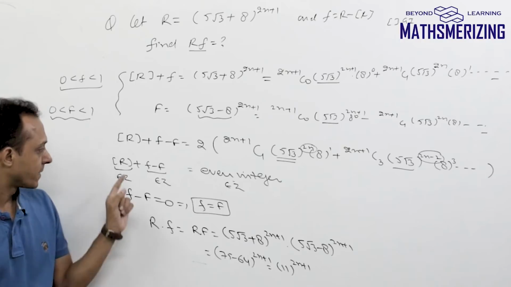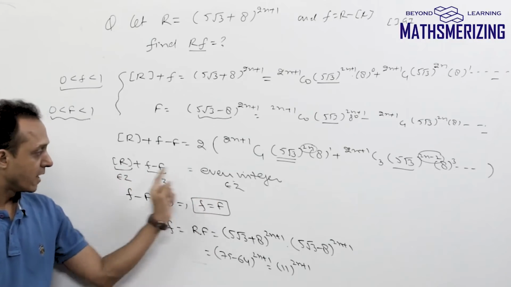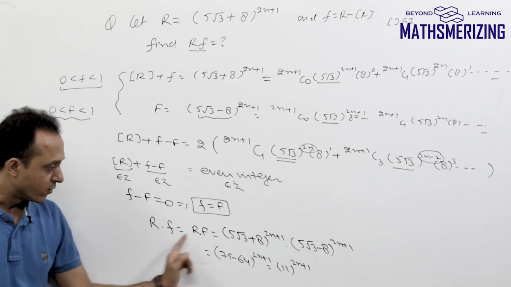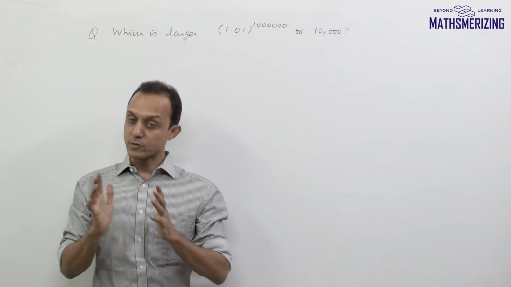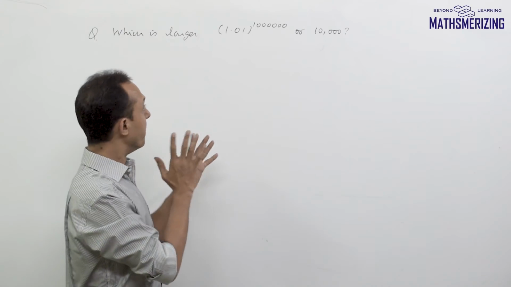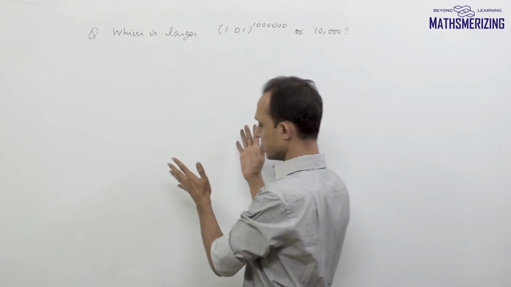So in this case, the greatest integer function of R will be an even integer, and the value of R into f will be 11 to the power 2n plus 1. Now one of the uses of the binomial theorem is to compare two numbers. Say, for example, a question is given as which is larger.